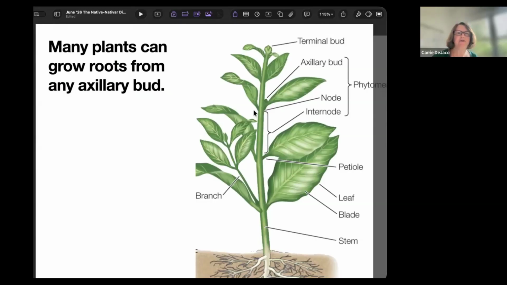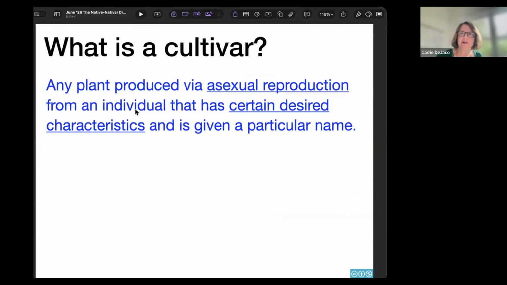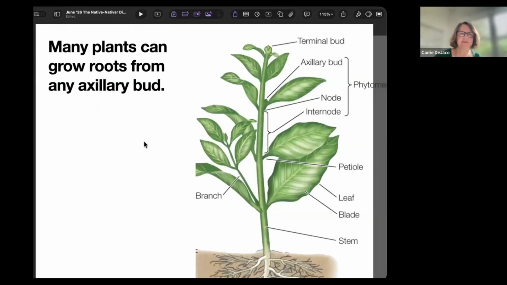Many plants can grow roots from any axillary bud. These are the nodes of the plant, all the places where the branches and the leaves are coming off. And many plants have the ability to simply grow roots from those areas. We could take various cuttings off of this one plant and put them all in water or soil and get those to grow roots. If we have an individual that has certain characteristics that we really like, we can make lots and lots of clones of that individual, therefore creating a cultivar, okay?